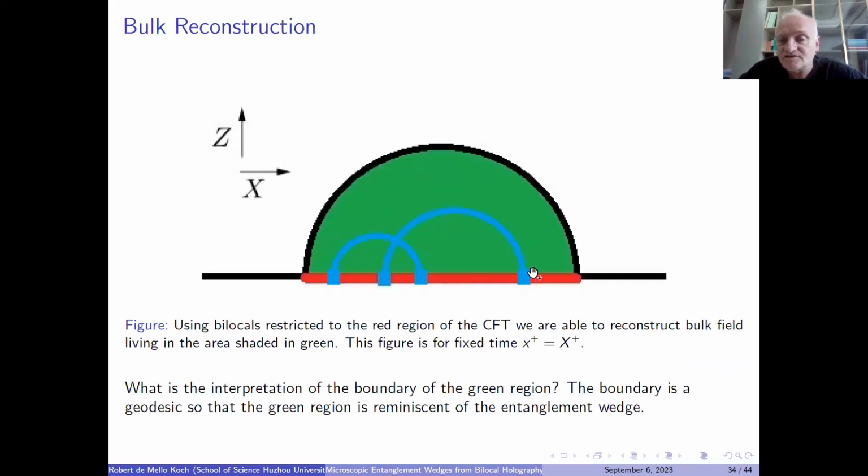So if we restrict ourselves to this red region, we can put feet of the bilocals as shown by these blue squares, and we can reconstruct everything on these blue semicircles, or there's a second bilocal that I've drawn there with another blue semicircle. And then what you can see is by choosing bilocals with both feet in this red region, we can reconstruct everything up to this black line. What is the interpretation of the black line? Well, the black line is actually a geodesic. So this surface defined by the black line over here is in fact an extremal surface. It is the Ryu-Takayanagi surface. So what we've reproduced here is precisely the statement of entanglement wedge reconstruction.